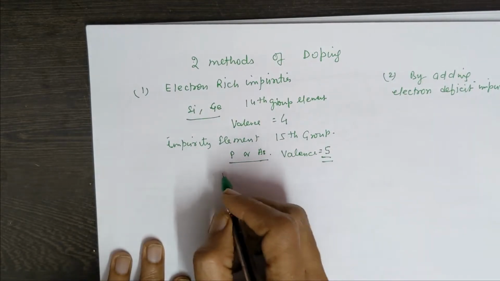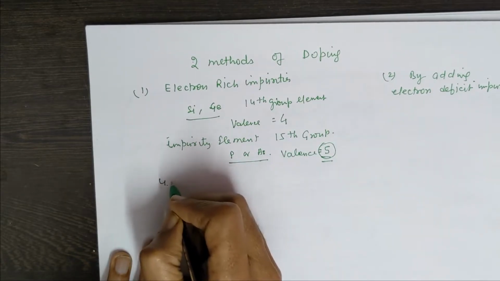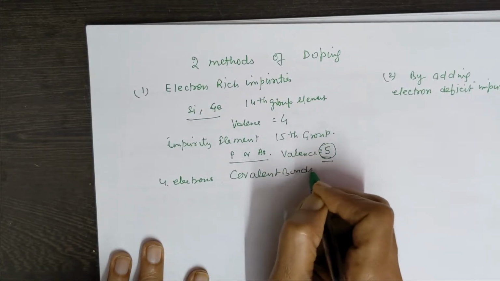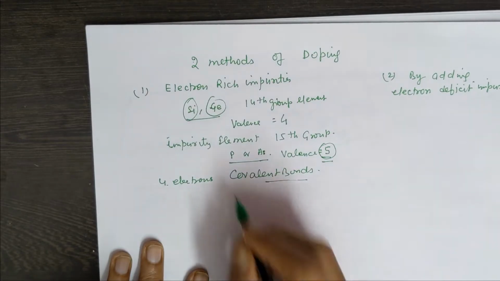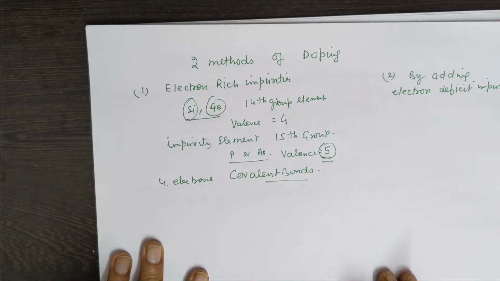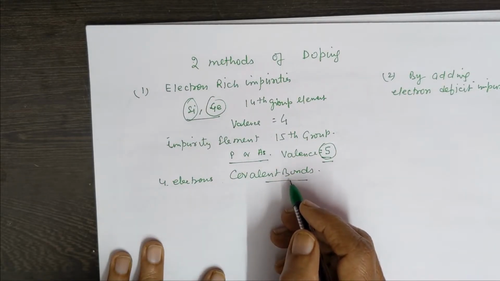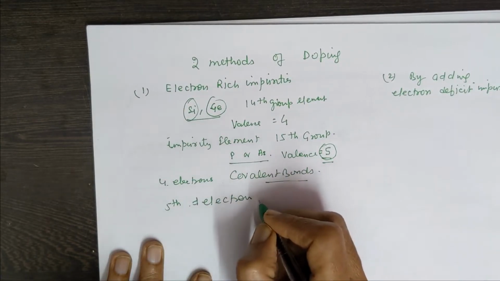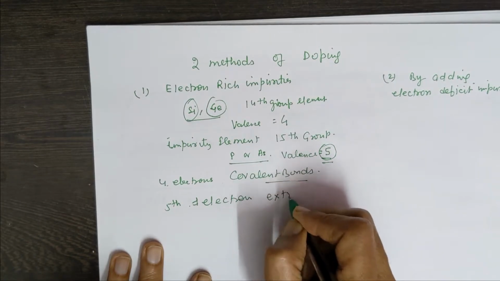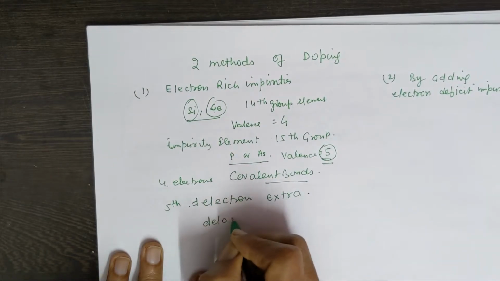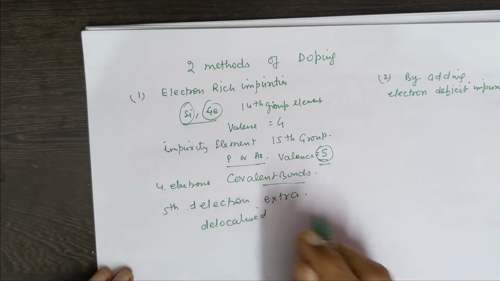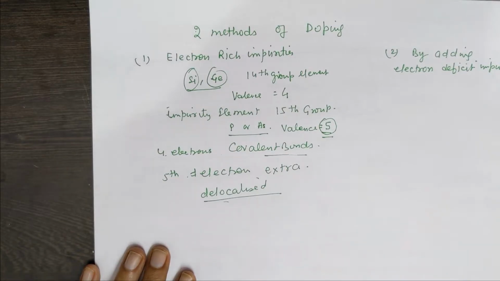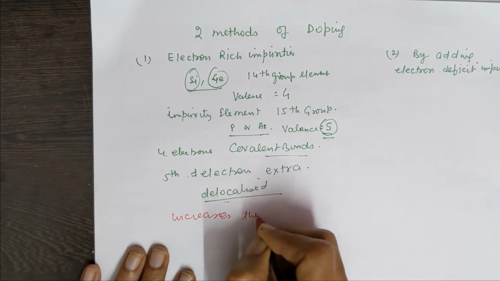So of these 5 electrons, 4 electrons make covalent bonds with the atoms of silicon and germanium, whatever the basic substance is. 4 electrons become covalent bonds. One electron, the fifth electron, is extra, and it is delocalized. So this electron is the reason for the increase in conductivity.